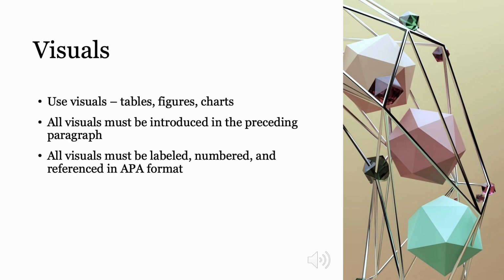Visuals such as tables, figures, and charts are a very important part of quantitative results. All visuals must be introduced in the paragraph before they appear, and each must be labeled, numbered, and referenced according to the APA format. Visuals should be used to enhance clarity, not overwhelm the reader. Choose visuals that summarize results effectively and support the narrative.